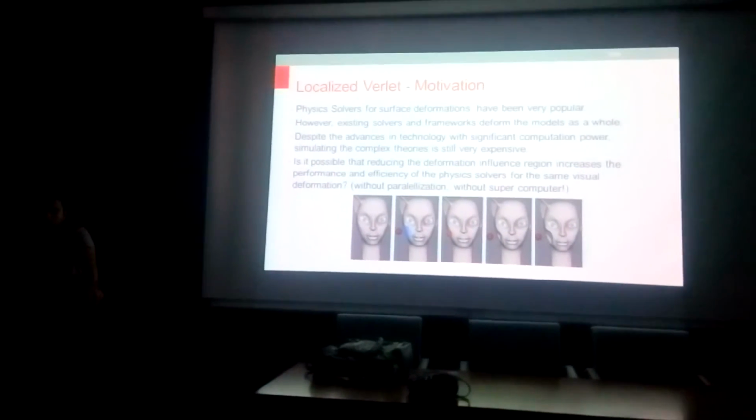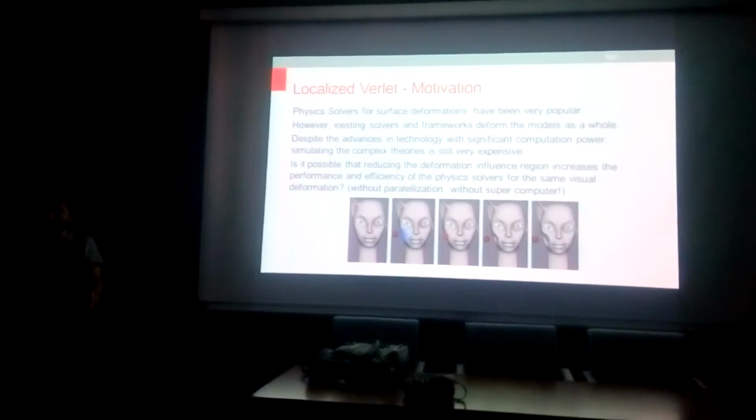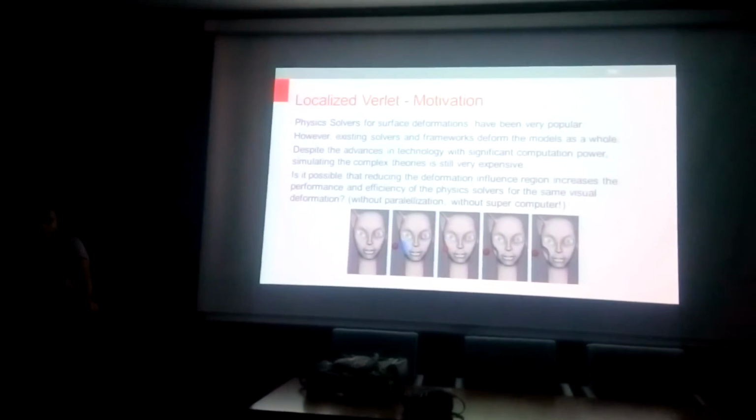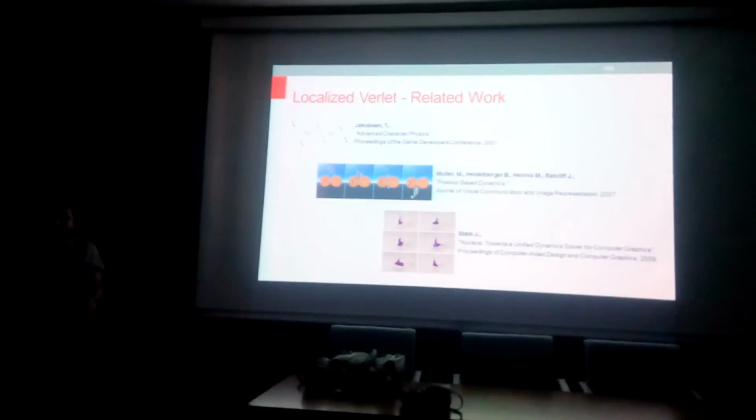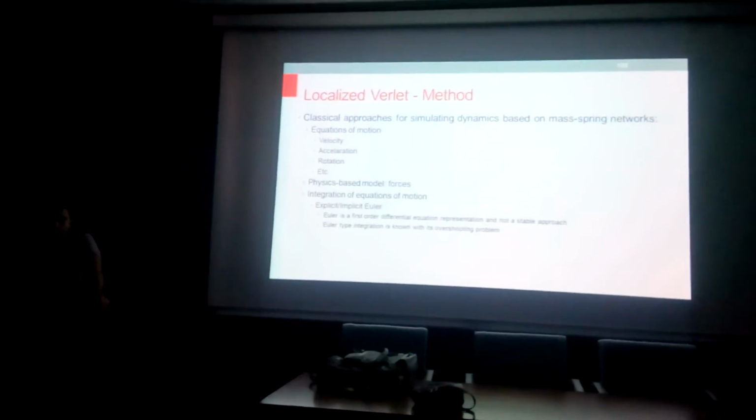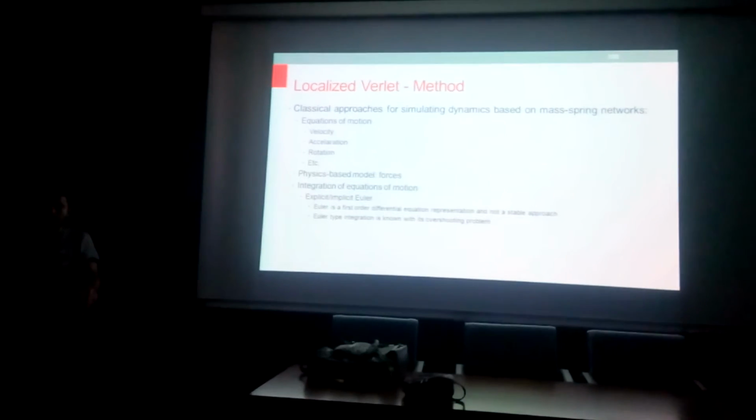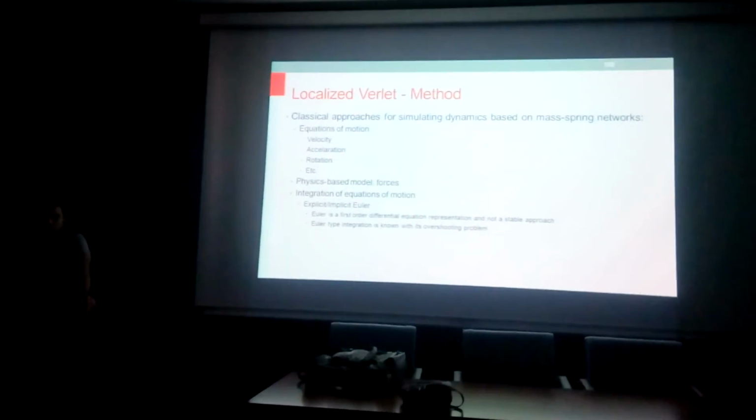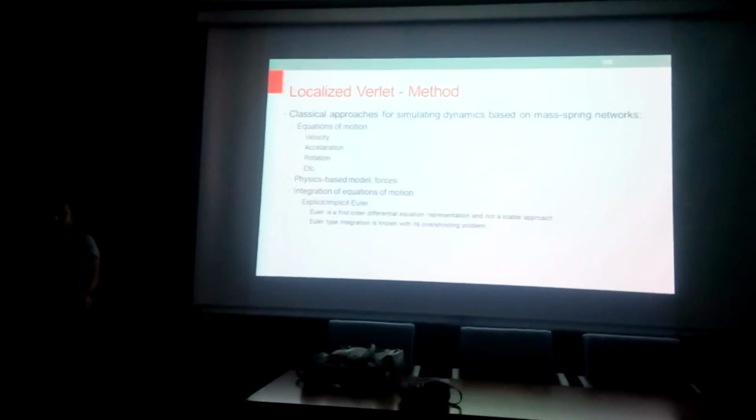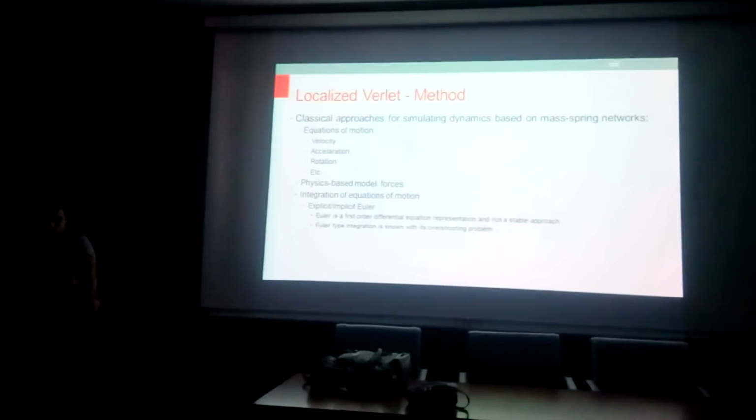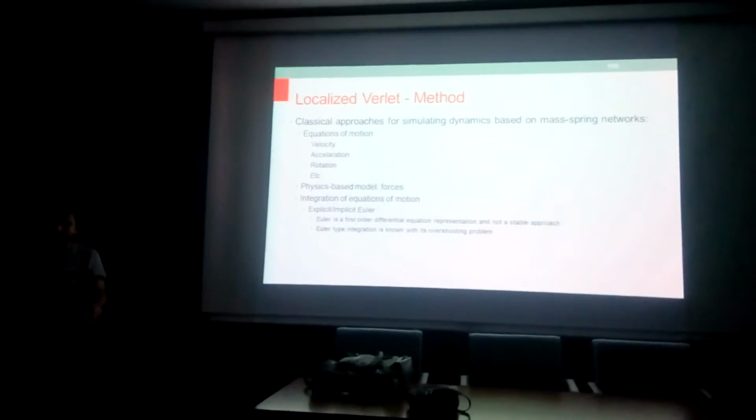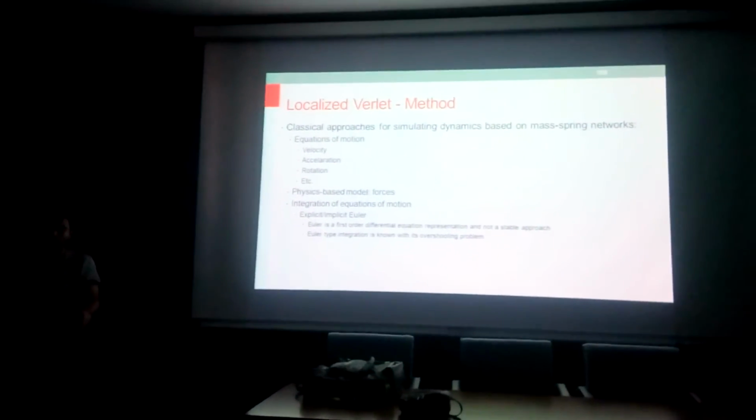But is it possible that reducing the deformation influence region increases the performance and efficiency of the physics solvers for the same visual deformation, without any parallelization, without any supercomputer? The major references for Verlet integration in computer animation are Jakobsen, Müller, and Stam. Classical approaches for simulating dynamics are based on mass spring networks, and the equations of motion solve the velocity, acceleration, rotation, position, etc. Also, physics is based on the definition of the applied forces. Mainly, the Euler method dominates the time integration scheme. Euler is a first-order differential equation representation and not a stable approach because it is known for its overshooting problem.